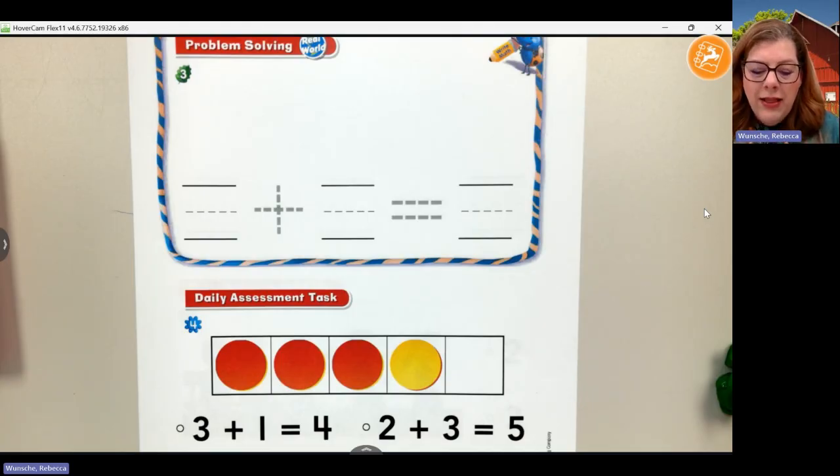Today's edition of Ask Klein Math. Today we're going to be talking about kindergarten TEKS K.3C, and we're going to be talking about joining and separating.